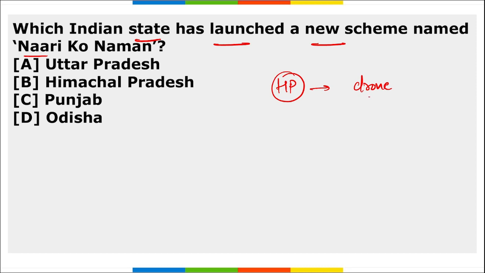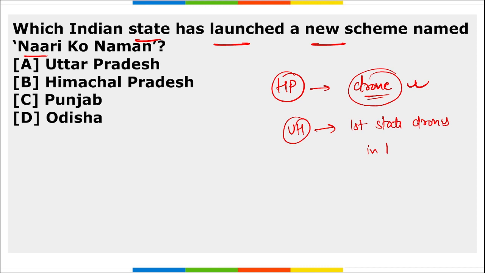All drone policies were approved in which state? It was approved in Himachal Pradesh. And if we talk about Uttarakhand, it became the first state to approve drones in the healthcare sector. In the healthcare sector, Uttarakhand. So the correct option here becomes option 2.